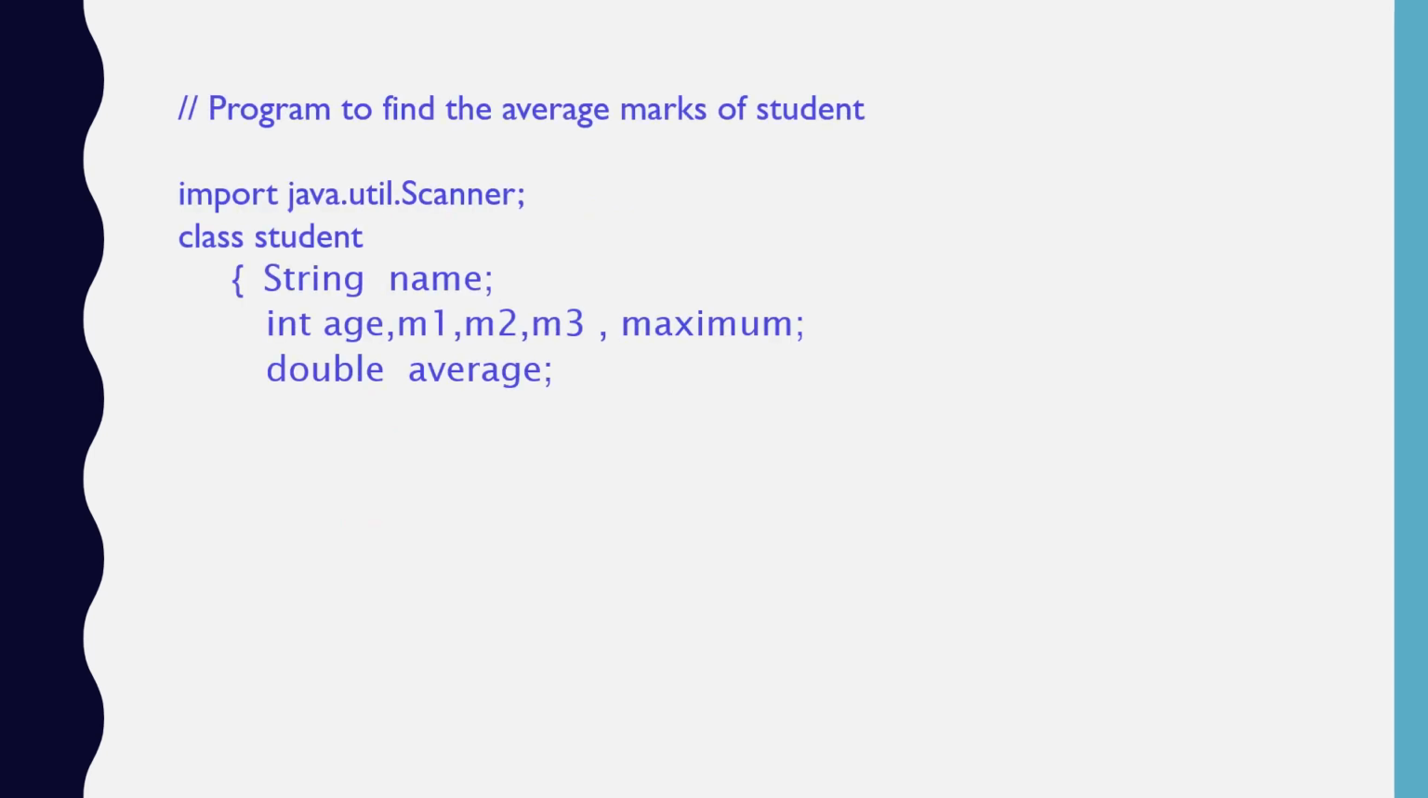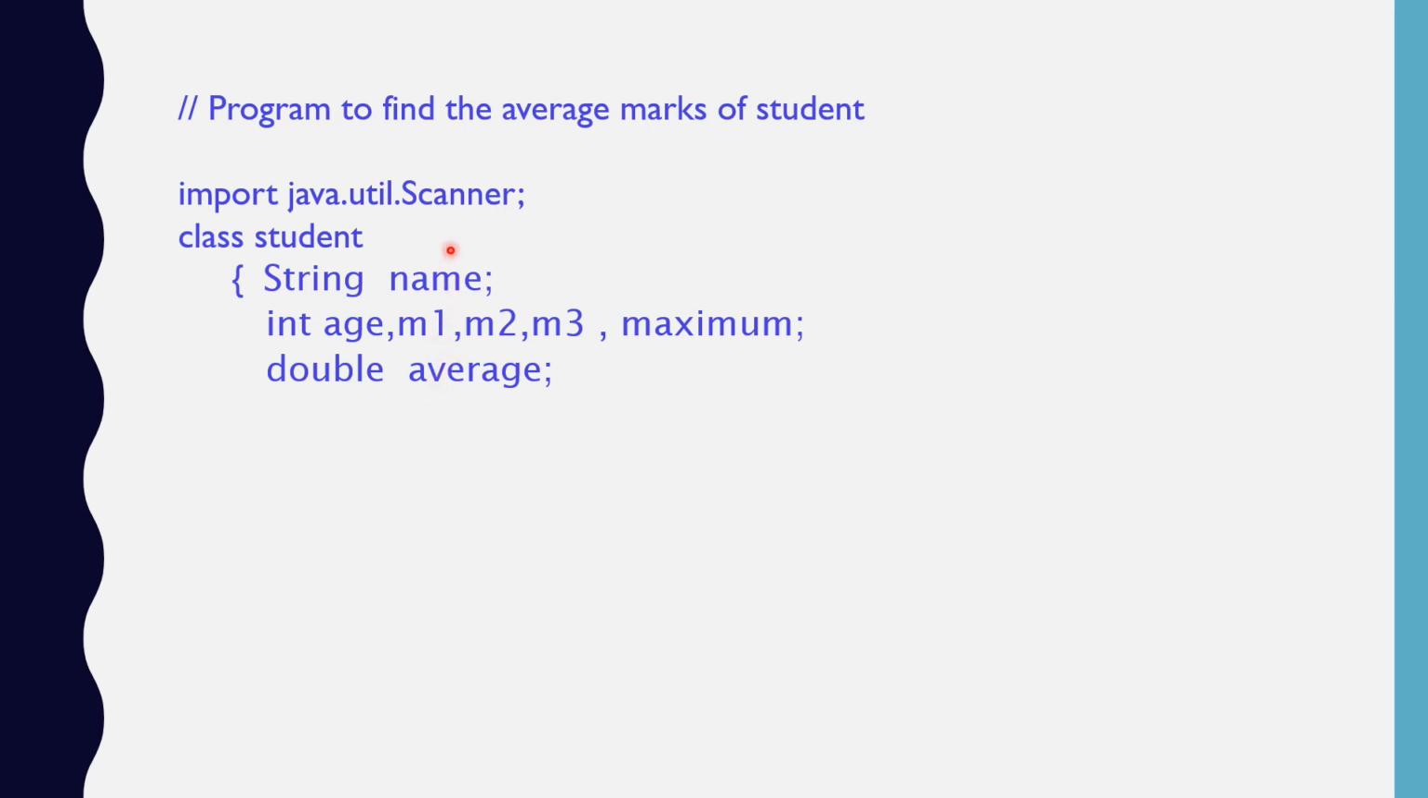We can start the program, write the command and scan a class we need for inputting the details. Class student, class name is given, and declare the variables in the Java format. String name, int age, m1, m2, m3 and variable maximum. So these are the variables which were discussed in the question. So declare properly and double average. So first part of the program is finished.